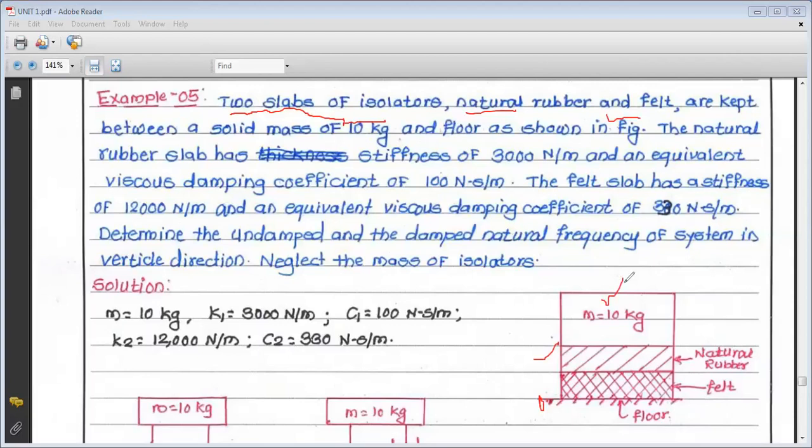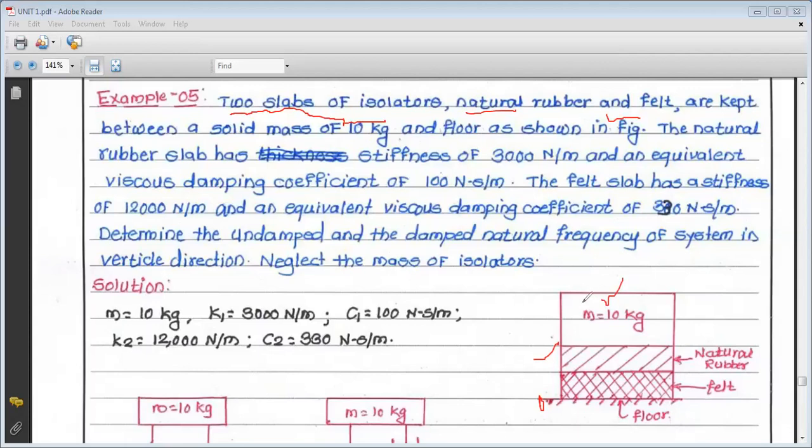So guys, there are two slabs of isolator. One slab is natural rubber and the second slab is felt. These two slabs of isolator are kept between the solid mass of 10 kg and the floor. So the floor is on one side and the solid mass of 10 kg is on the other side of the vibration isolator.